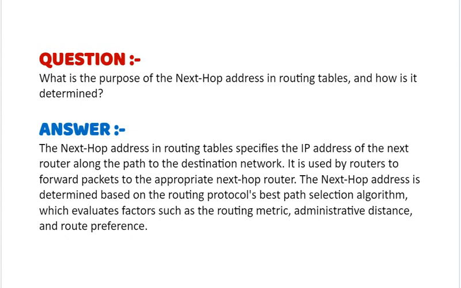Your answer should be: the next hop address in routing tables specifies the IP address of the next router along the path to the destination network. It is used by routers to forward packets to the appropriate next hop router. The next hop address is determined based on the routing protocol's best path selection algorithm, which evaluates factors such as routing metric, administrative distance, and route preference.